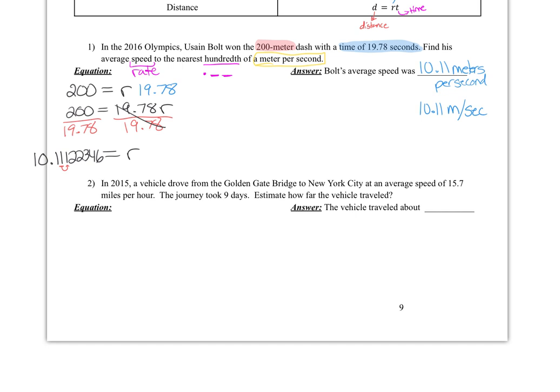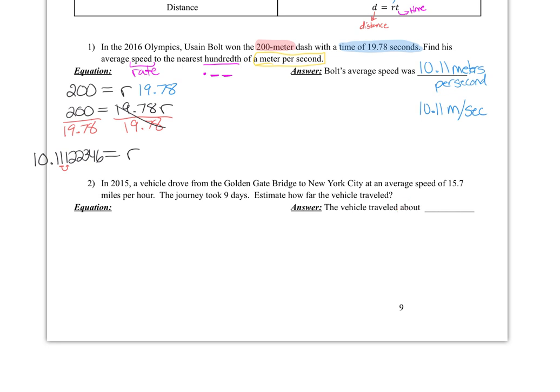All right, let's check the next one. We have in 2015, a vehicle drove from the Golden Gate Bridge to New York City. Does anybody know where Golden Gate Bridge is? Yeah, so they drove from the West Coast all the way to the East Coast, okay? At an average speed of 15.7 miles per hour. Not very fast, huh? The journey took 9 days. Does that make sense? If he's going that slow, I could definitely see it taking that long. Estimate how far the vehicle traveled.